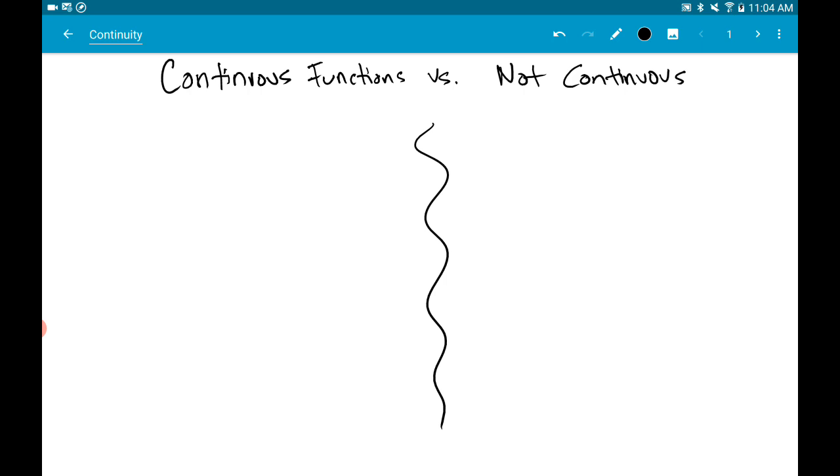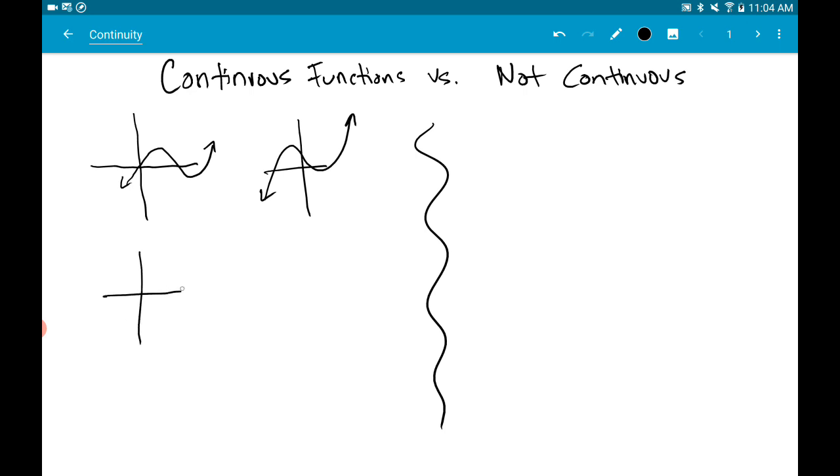A continuous function you could think of as a function where you don't have to lift your pencil off the paper when you're drawing it. And so some classic continuous functions, you got your sine or your cosine curve. You got a polynomial, whether it's a cubic, parabola, that type of thing. You got your absolute value, like V shape, something like that. All sorts of things. Not continuous, there's a few different ones.